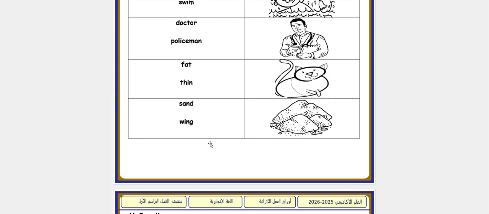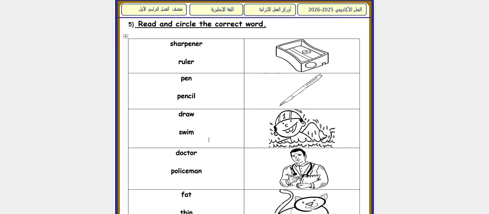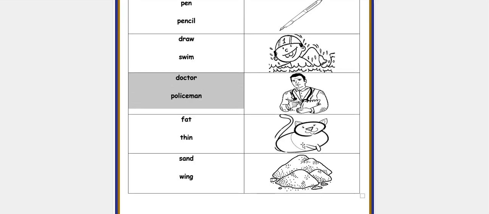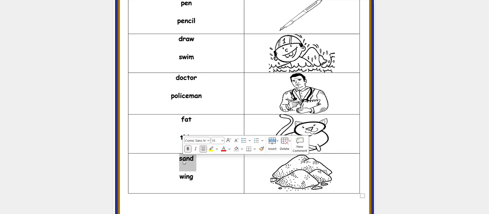Okay, we move to the next question. Sharpener. This picture, this sharpener, this one. This picture is a pen. And this picture is a swim. This picture is a doctor. And last but not least, this cat is fat. And this picture is sand.